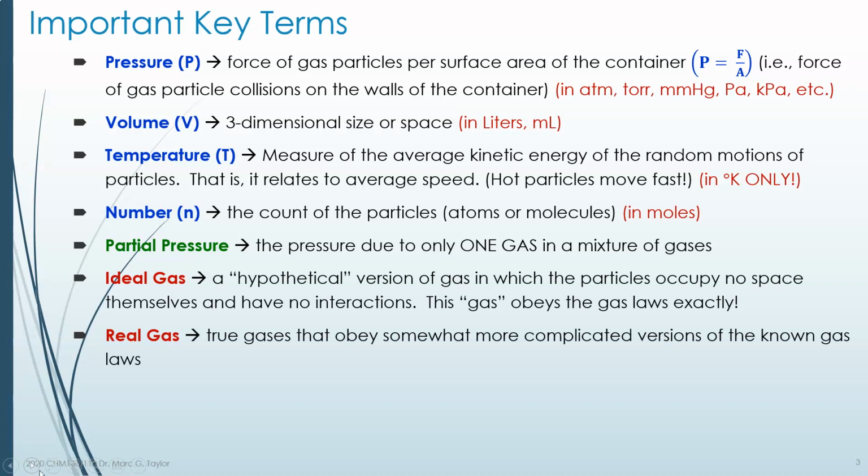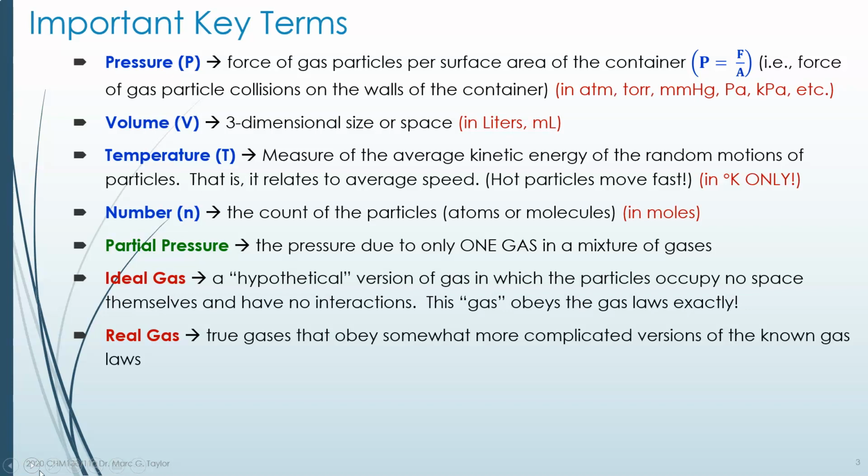Now, we also have a concept known as ideal gas versus real gas. The real gas is just what it sounds like. It's the properties of real gases. Gases have these various properties that we talked about, the number, the temperature, the volume, the pressure, and they relate to one another in somewhat complicated ways. But if you make certain assumptions about the gases, in other words, you simplify how you think about the gases, you can treat the gases as this hypothetical version of the gas we call an ideal gas.